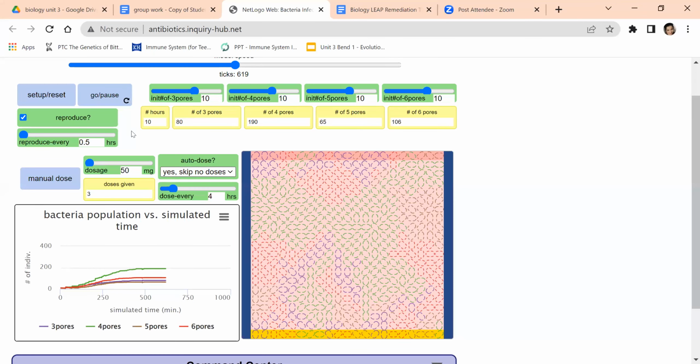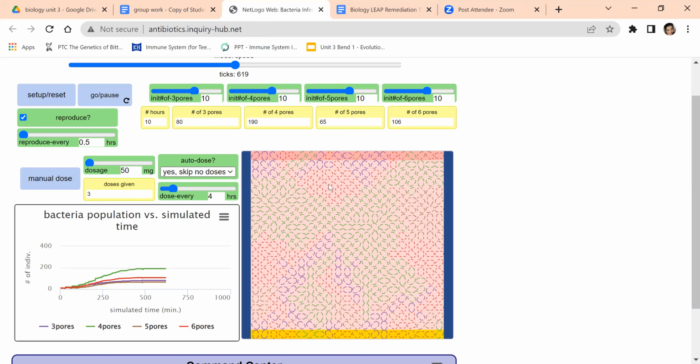Okay, so in this simulation, we ended up with 80 of the 3-pore purples, 190 of the 4-pore greens, only 65 of the 5-pore browns, and only 6 or 106 of the 6-pore. Okay, so in this simulation, we didn't have as many purple, but we had the most green, and then we also had a lot of red.